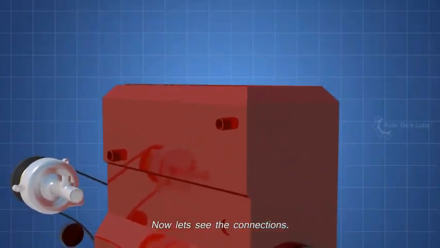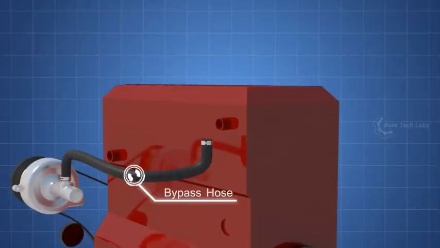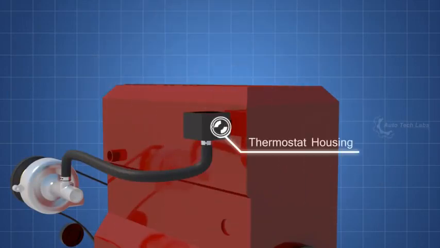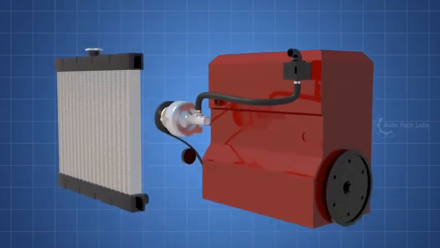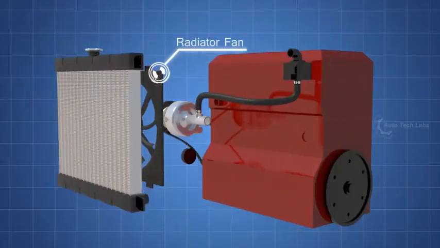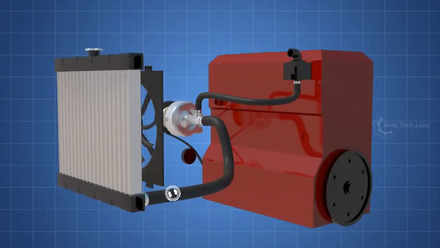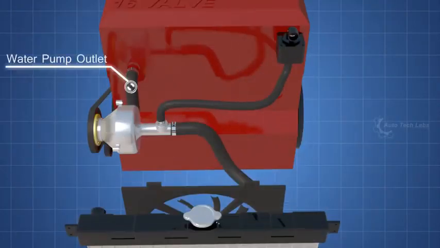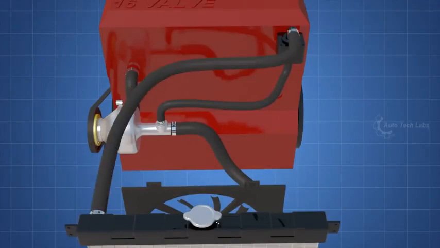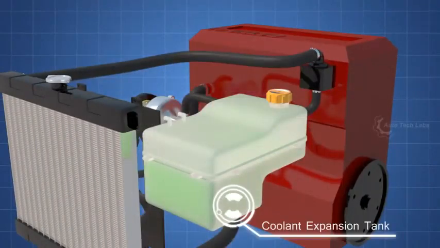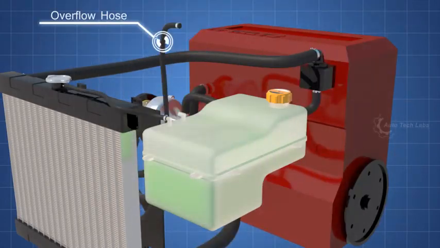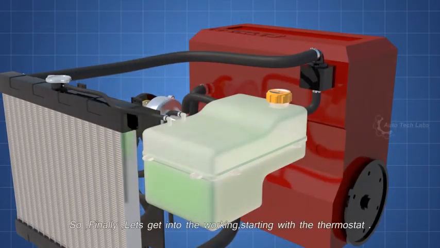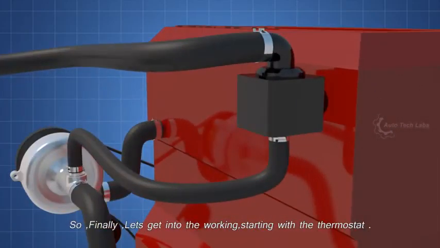Now let's see the connections. The thermostat bypass hose. The thermostat housing. Inside the thermostat, the radiator, and the radiator fan. The lower radiator hose. The water pump outlet hose. The upper radiator hose. The coolant expansion tank. The expansion bleed hose. Coolant overflow hose.